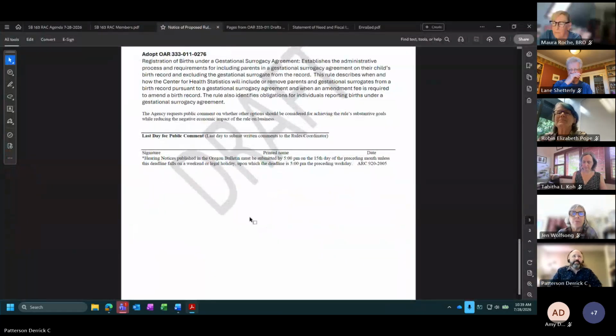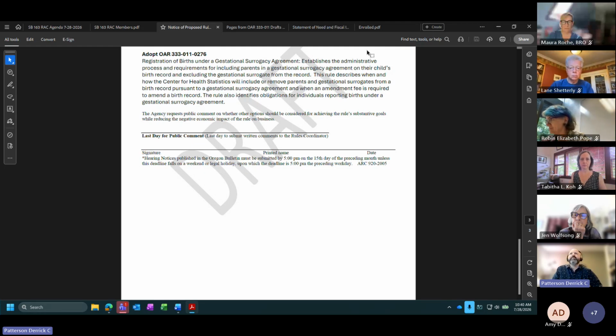Okay. So the first rule that we're going to be looking at is 0276, registration of births under a gestational surrogacy agreement. Establishes the administrative process and requirements for including parents in a gestational surrogacy agreement on their child's birth record and excluding the gestational surrogate from the record. This rule describes when and how the Center for Health Statistics will include or remove parents and gestational surrogates from a birth record pursuant to a gestational surrogacy agreement and when an amendment fee is required to amend a birth record. The rule also identifies obligations for individuals reporting births under a gestational surrogacy agreement.